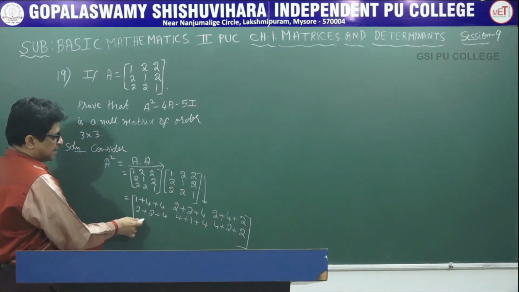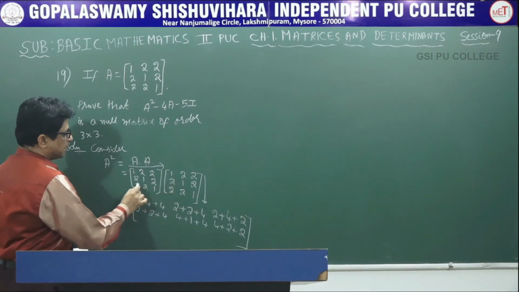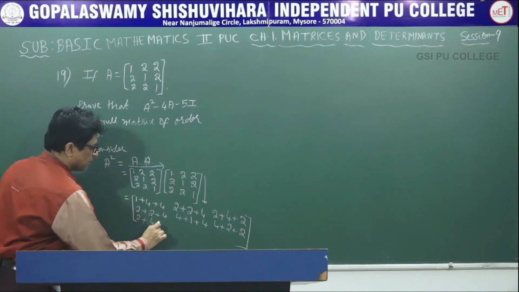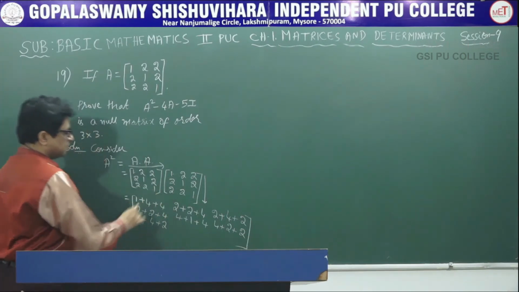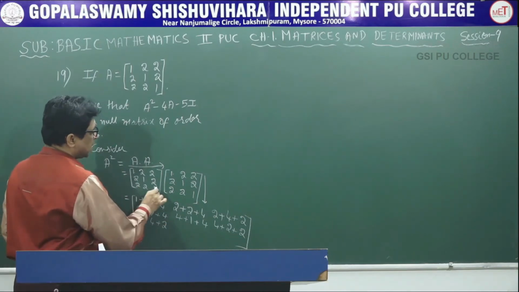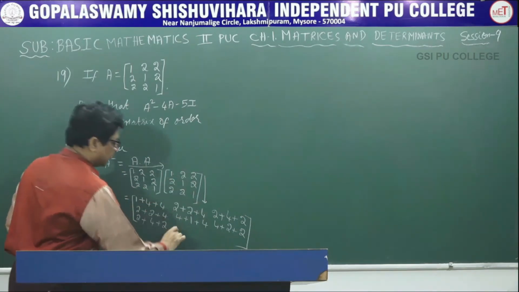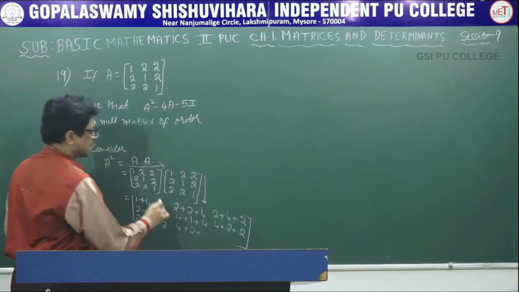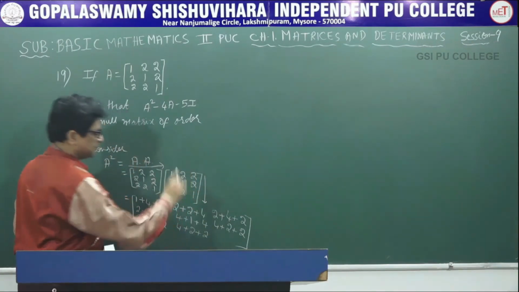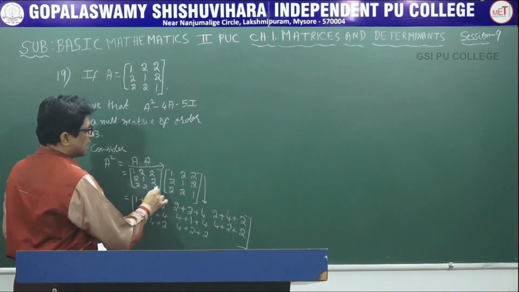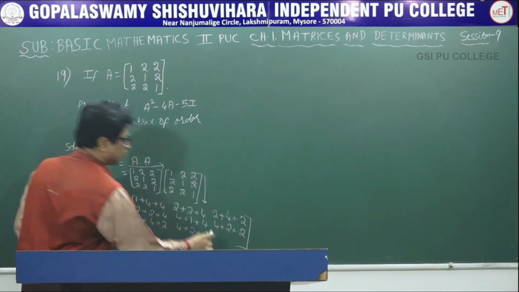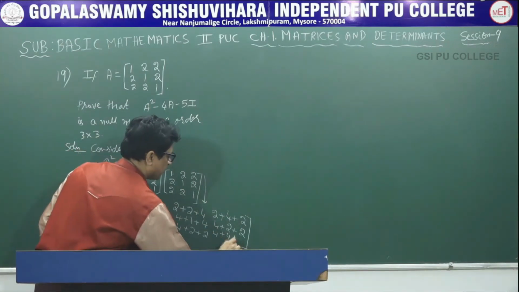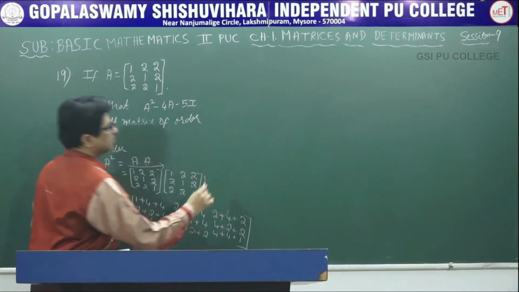Next element is third row into first column. 2 into 1, 2 plus 2 into 2, 4 plus 1 into 2, 2. Next element is third row into second column. 2 into 2, 4 plus 2 into 1, 2 plus 1 into 2, 2. Next element is third row into third column. So 2 into 2, 4 plus 2 into 2, 4 plus 1 into 1, 1.